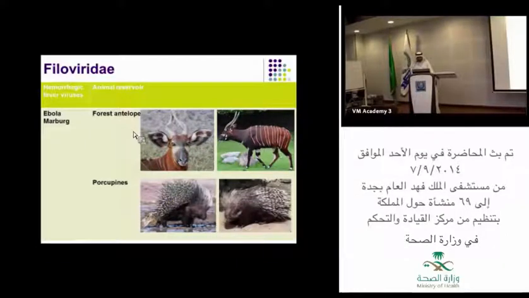Also forest antelope and porcupines. So these animals are the definitive reservoir of Ebola virus, and usually what happens is that human beings get infected by consuming meat from these animals, or by handling them directly, even if they are dead. If you touch any of these animals, if they are infected, then you can get infected.